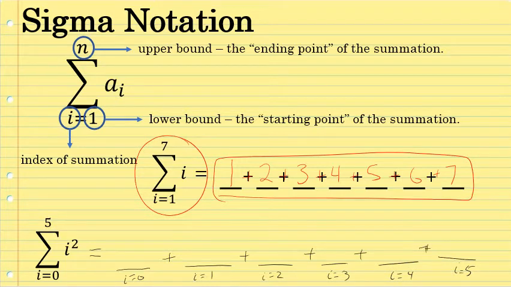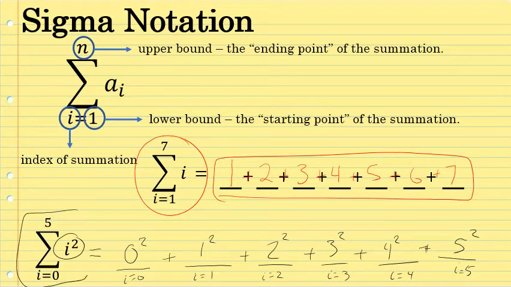In the first term, when i is 0, because the expression that's being summed here is i squared, it would be 0 squared. The second term would be 1 squared, 2 squared, 3 squared, 4 squared, and 5 squared would finish this sum. Again, sigma notation provides a concise way to represent what would sometimes be a long sum to write out without sigma notation.